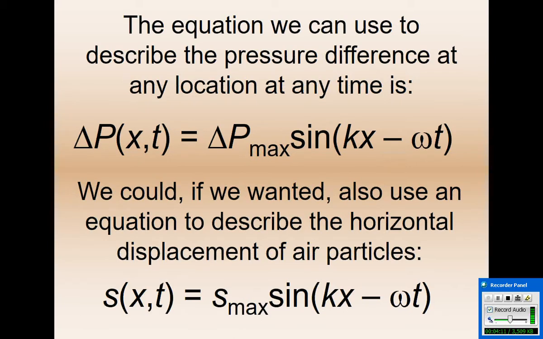But an alternate way of looking at the sinusoidal behavior is to consider how far the molecules are from their equilibrium position. We can call that s. And there is a maximum deviation of these particles from equilibrium. We'll call that s max. And for a function of location x and time t, I can use a sine function to describe the location of these air particles: s max times the sine of kx minus omega t.